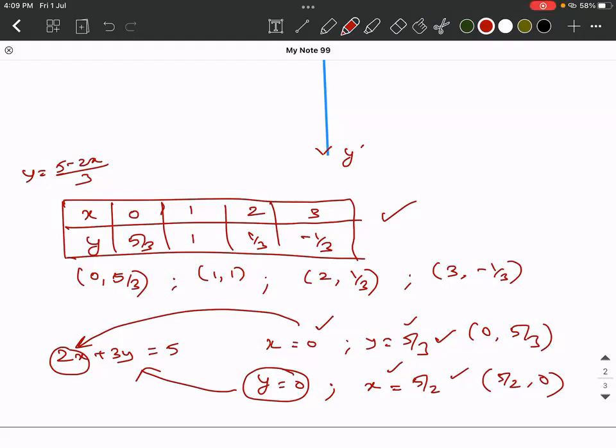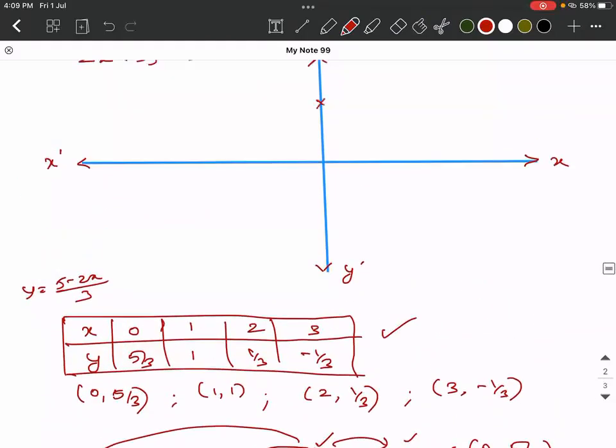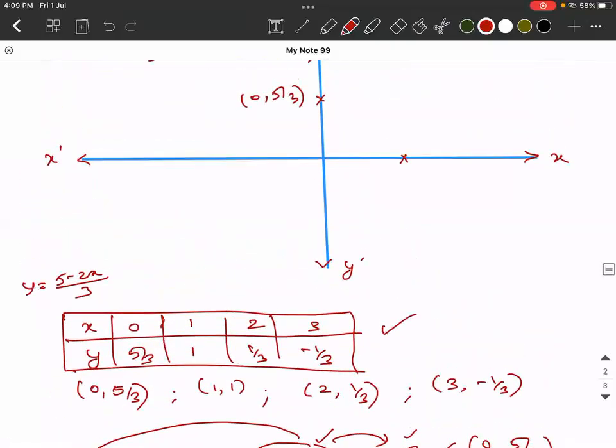X is equal to 0 is the y-axis and y is equal to 0 is the x-axis. So what we did here is, when you put x is equal to 0, you get y is equal to 5 by 3. That is one of the points on the y-axis. So (0, 5 by 3) is a point on the y-axis. When you put y is equal to 0, you get x as 5 by 2. So (5 by 2, 0) is a point on the x-axis. When you join these two, you will get the required line.